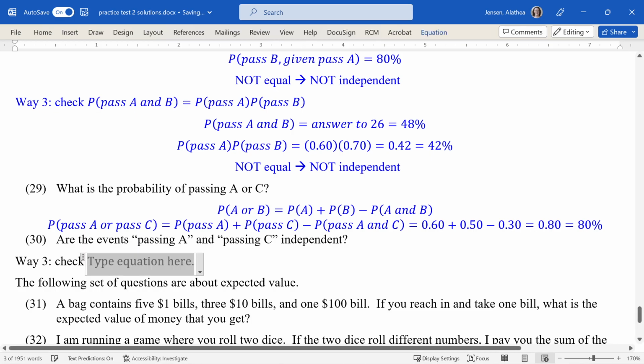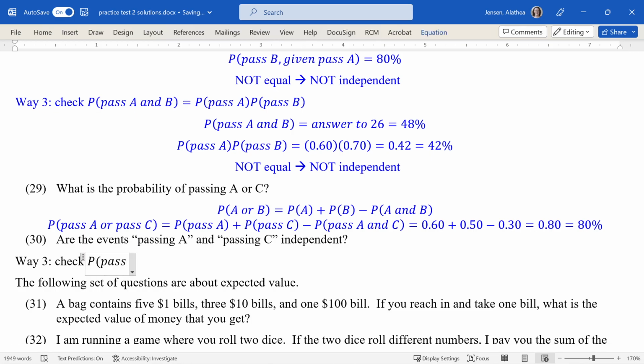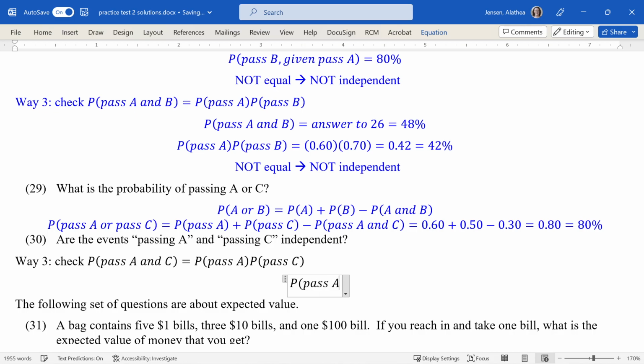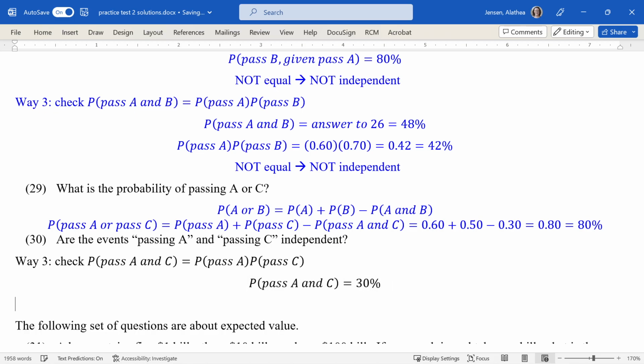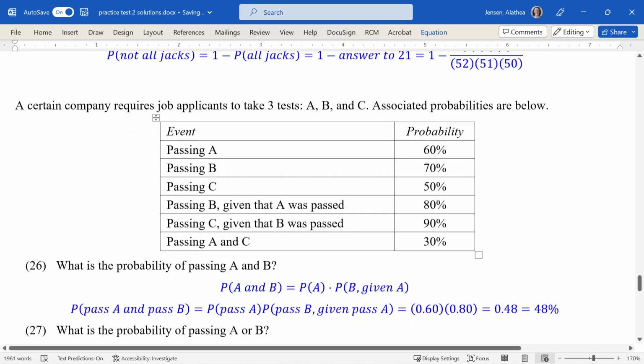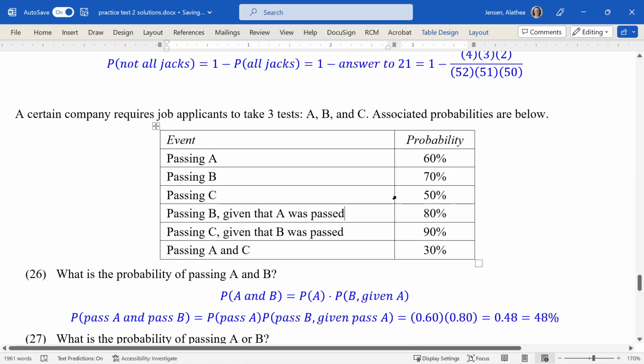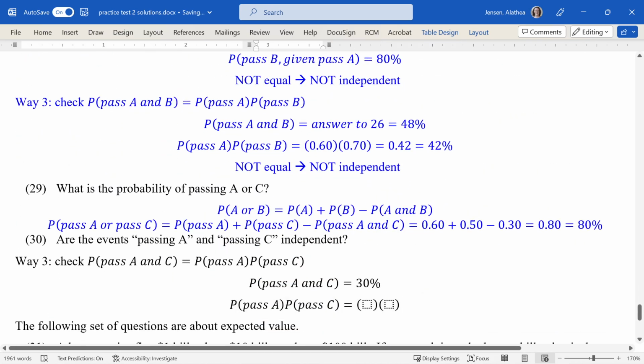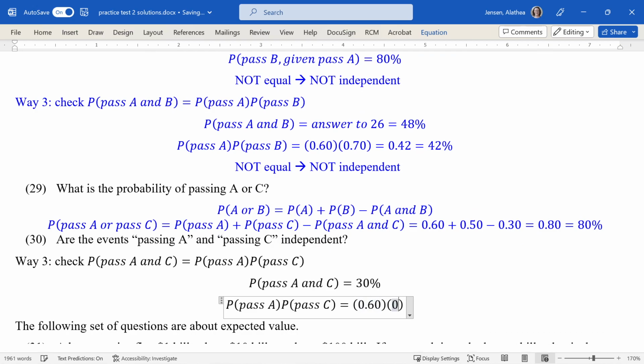So we're going to check whether P of passing A and C is equal to probability of passing A times probability of passing C. Okay, so one by one, first the probability of passing A and C, that is given in the table as 30%. And next, we're going to multiply these 2 probabilities together. Passing C. Okay, so probability of passing A is 60. Probability of passing C is 50. So we got 0.60 times 0.50.